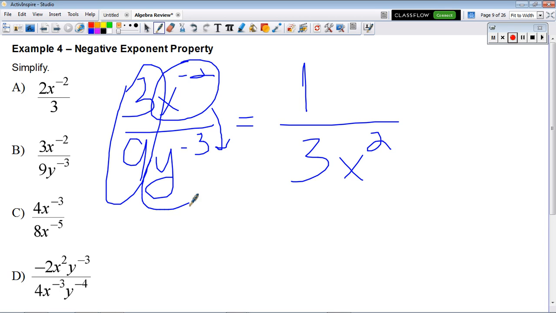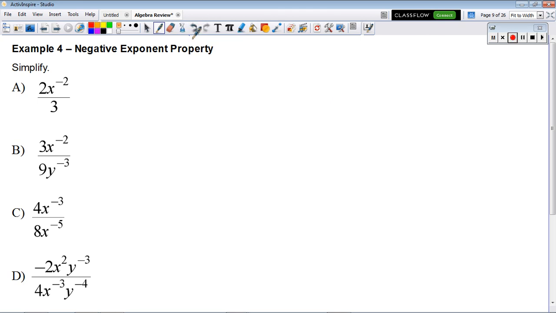Same thing here with y to the negative 3. Because it's a negative power, I'm going to move it to the top of the fraction, and when I do that, the exponent becomes positive. So this is 1y cubed, or just y cubed, over 3x squared. That's the answer for part B. For part C, I have 4x to the negative 3.